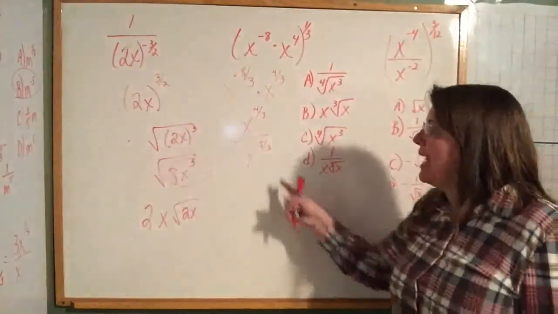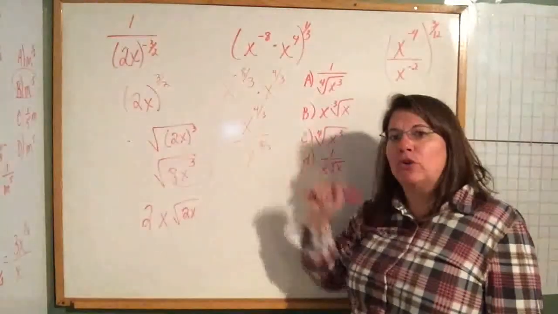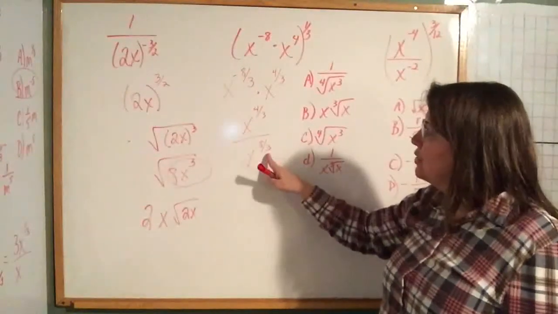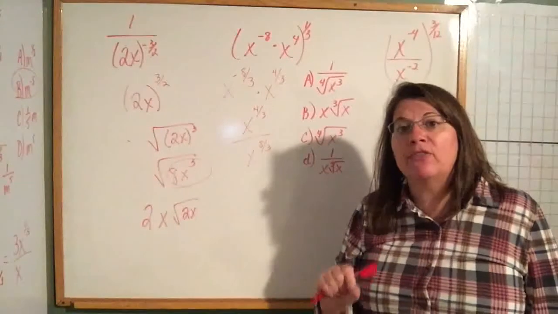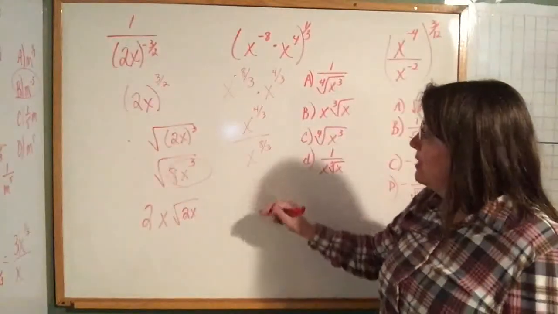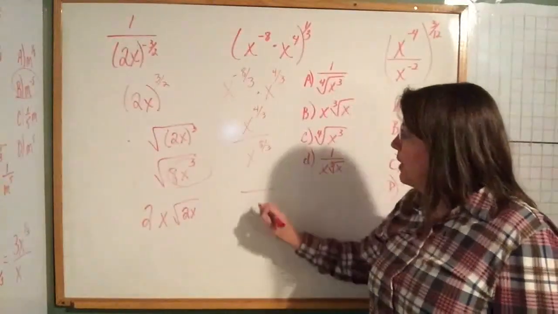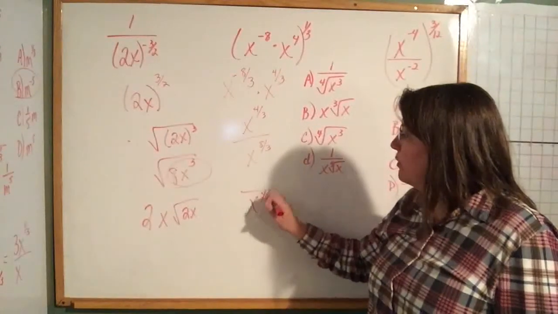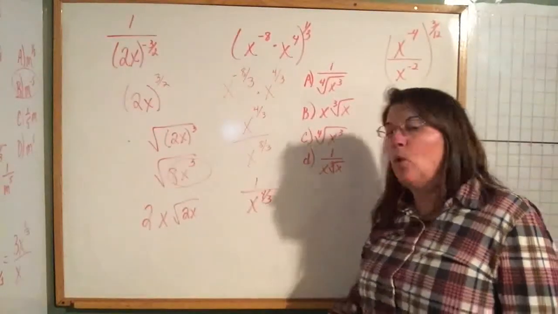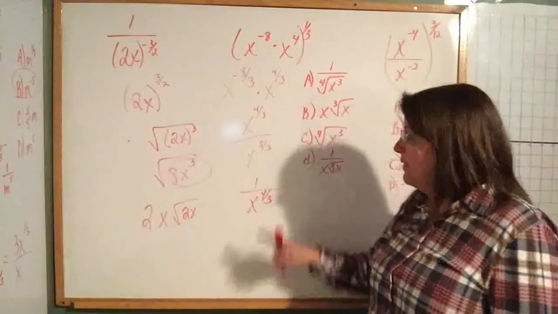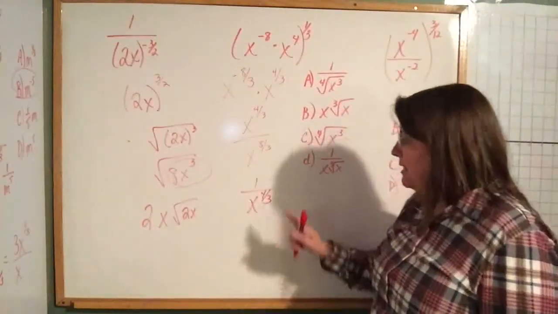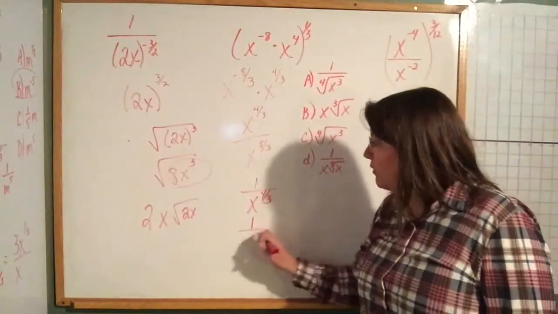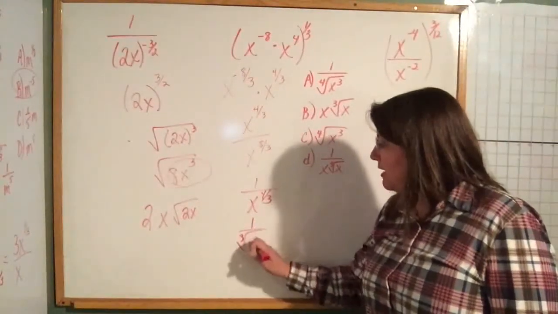Now, I know that 8/3 is larger than 4/3. So I'm going to subtract 8/3 minus 4/3, and I'm going to keep the leftovers where the number was the biggest. 8/3 is larger than 4/3, so I'm going to keep my leftover 4/3 on the bottom. I'll have a 1 on the top. That is the same thing as 1 over x to the 4/3. It's also the same thing as 1 over the cube root of x to the 4th.